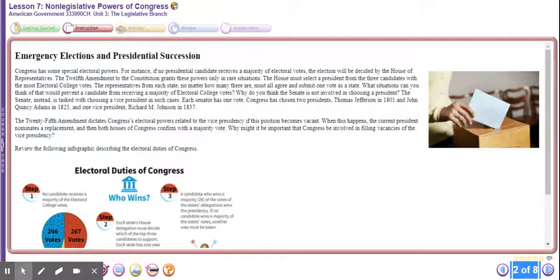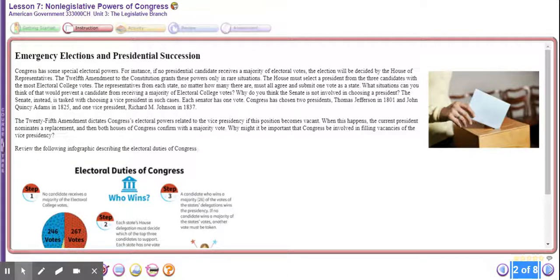For example, if no presidential candidate receives a majority of electoral votes, the election will be decided by the House of Representatives. So a majority means more than 50%. Okay, it doesn't mean the most number of votes, it means over 50%. If you have just two candidates, of course, then whoever has the most is going to have mathematically over 50%. But if you have more than two candidates, it is possible to receive the most number of votes but not have a majority.